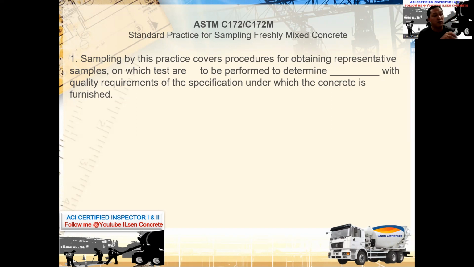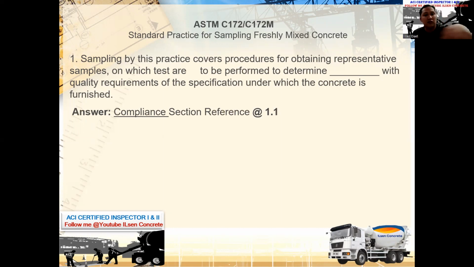There are 14 questions, guys, in this book, so you need to finish this one. Before I took the exam, I studied this first and answered the 14 questions. That's why I passed the ASTM C172. So for question number 1, the answer is compliance. You can see the answer in section reference 1.1.